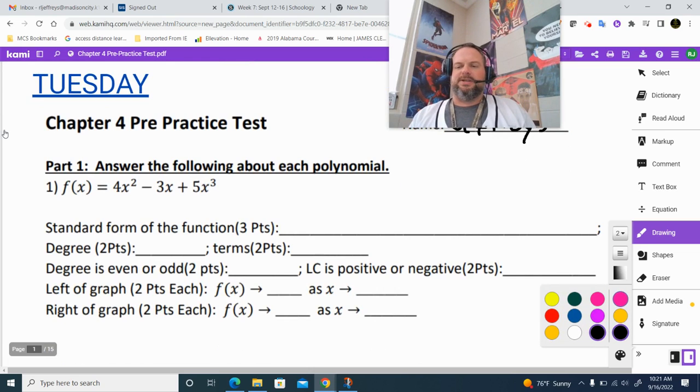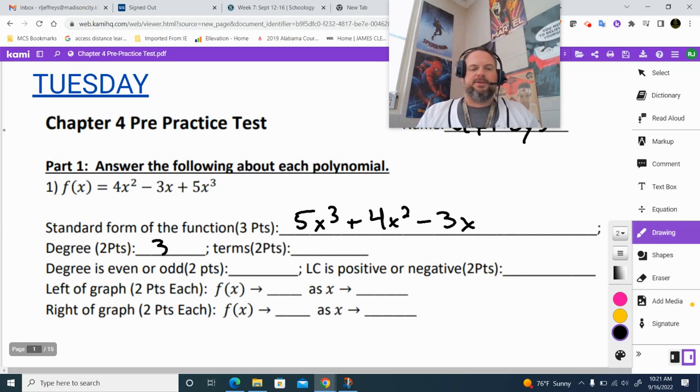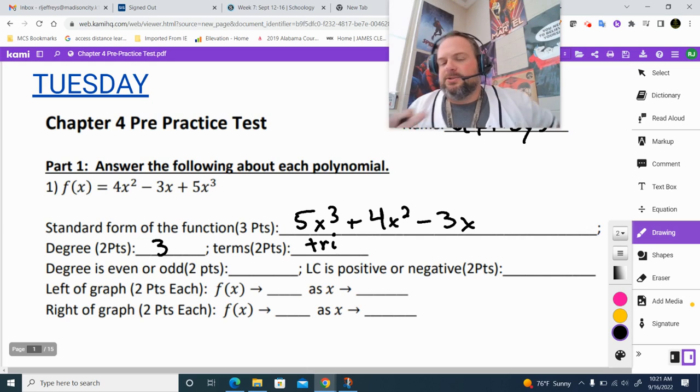All right, so we're given these polynomials. We're supposed to put them in standard form. That means highest first. X to the third, 4x squared, and then minus 3x. Okay, now the degree, this is of the third degree. This is a trinomial, okay, because there's 3 terms.